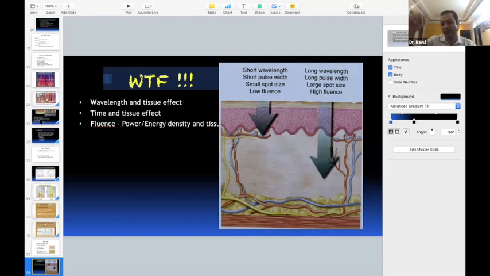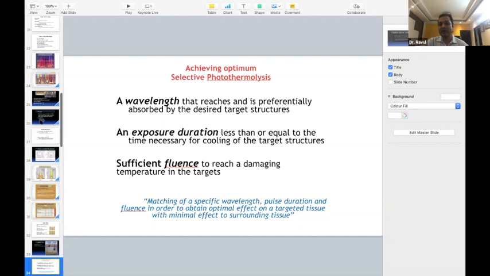Longer wavelength will go deeper. Longer pulse width will go deeper. Larger spot size will go deeper. And higher fluence will go deeper. So this is how we choose. If you have a superficial lesion, you choose the left side. If you have a deeper lesion, you choose the right side. So achieving the optimum, you have to select three things importantly. One is the wavelength, what you want to treat. Second is exposure duration. And third is the fluence, how much energy you want to damage that tissue.